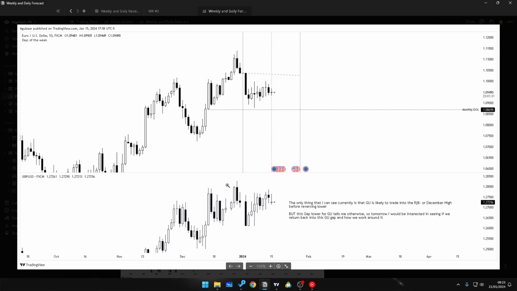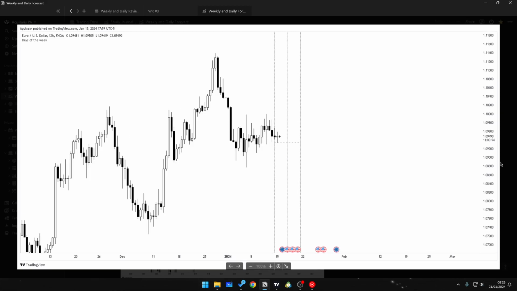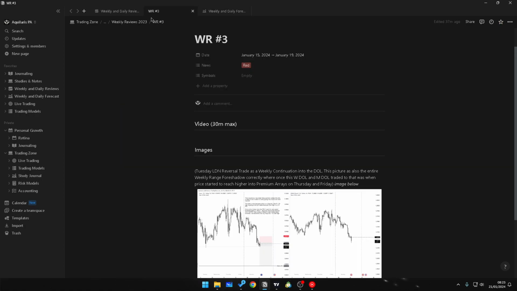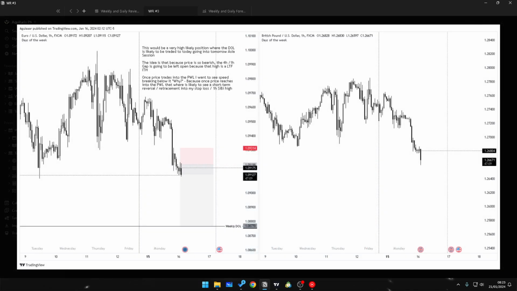You can see the rejection block, but we have this gap lower on GU, which indicates bearishness. And I think this was all. This is the weekly drawn equity at this low, which is an inverse drawn equity from the DXY. The DXY I was expecting highs to be reached, EU I expect lows to be reached. And this was all.